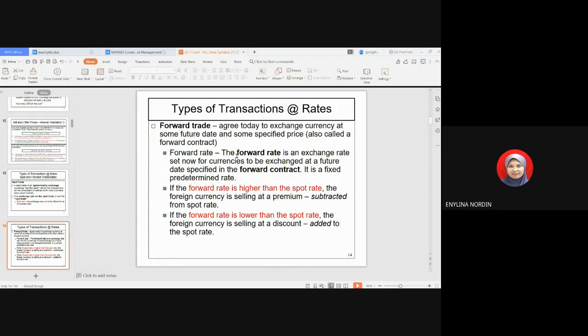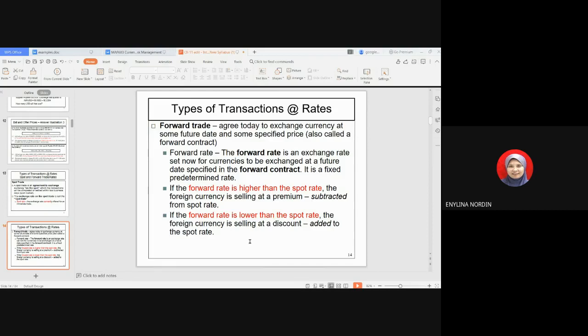Okay, so that means in the forward trade, you will trade the currency using the forward rate. And this forward rate is actually the rate of exchange that is set now for currencies to be exchanged, but it will be exchanged at a future date specified in the forward contract. So in other words, it is a fixed predetermined rate. So you have fixed the exchange rate today to be used in future, at the specified rate.